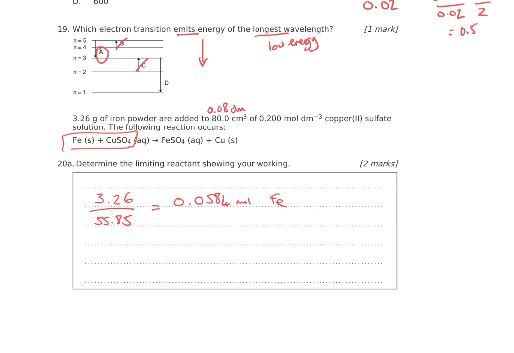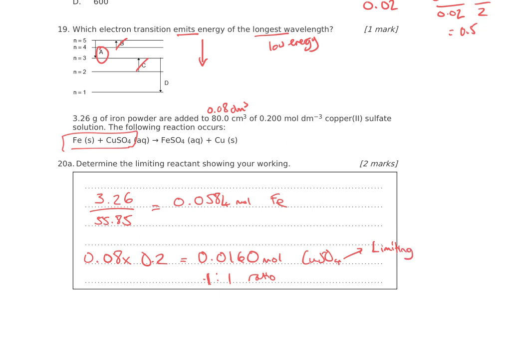0.2308 decimeters cubed. So 0.08 times by 0.2. So concentration times volume is going to give me my moles of my copper sulfate. So it's going to be 0.0160. Remember, I'm doing 3 significant figures. And that's my CuSO4. So it should be a 1-to-1 ratio. So which one do I have more of? I have more iron. So CuSO4 is the limiting.